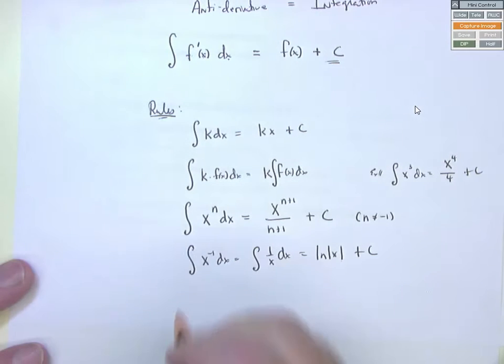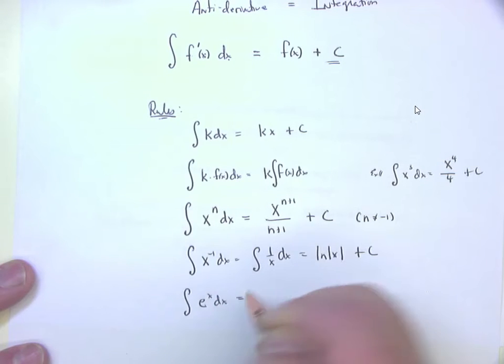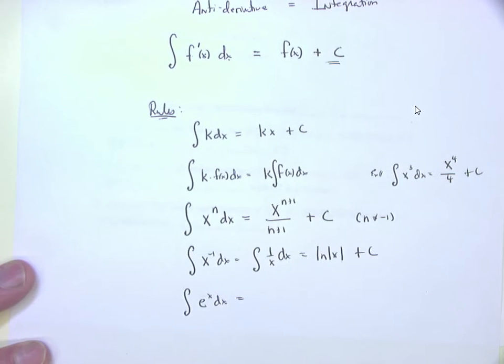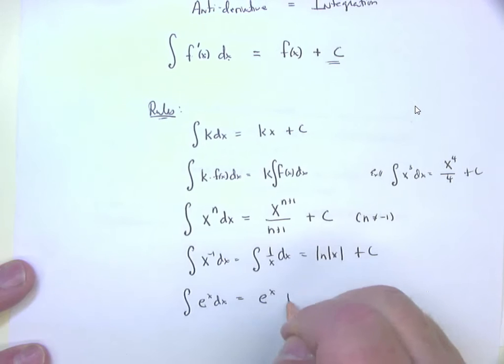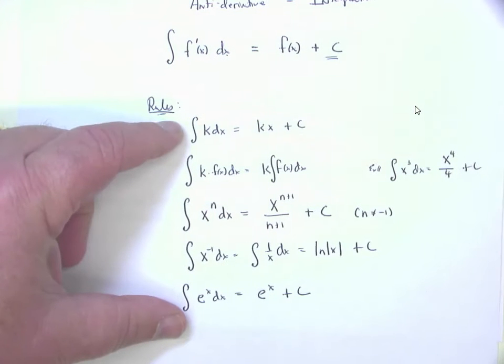Other rules you need to know. What do you think the integral of e to the x dx is going to be? The derivative of e to the x is e to the x. What do you think the antiderivative of e to the x is going to be? That gives that the other way too. E to the x plus c. Okay. These are the basic rules right here that you guys need to know.